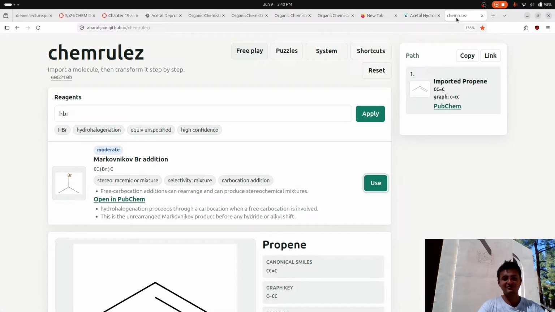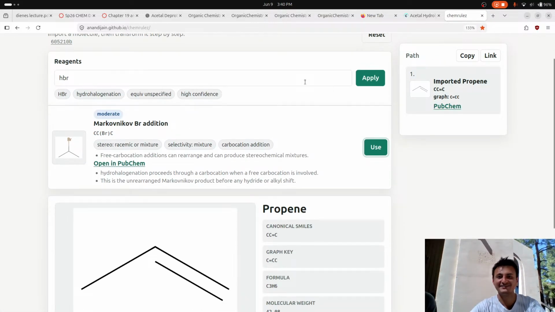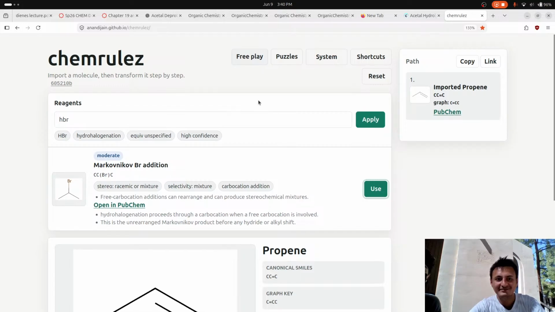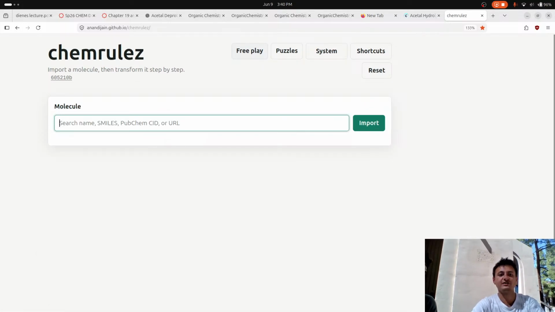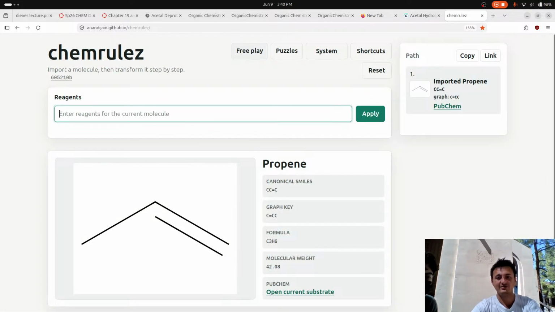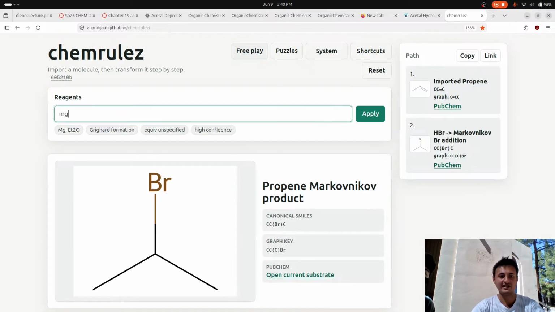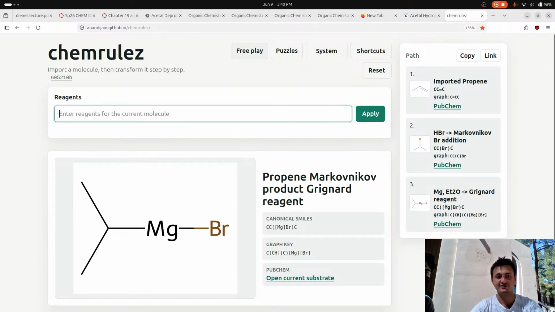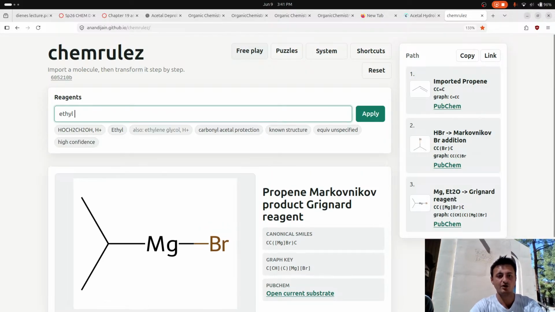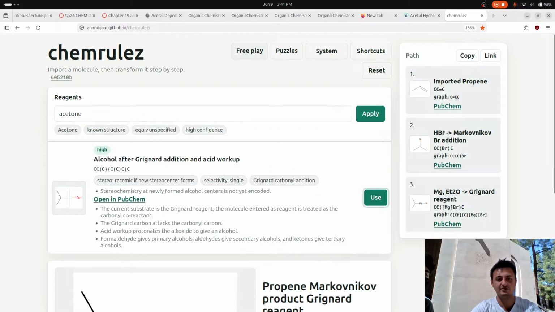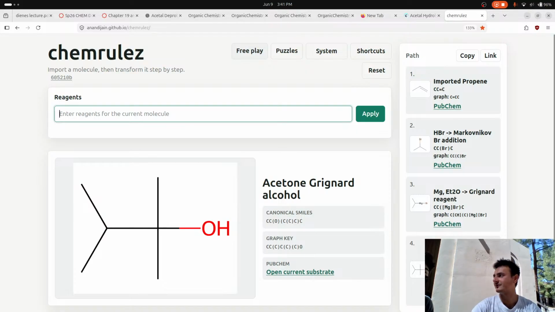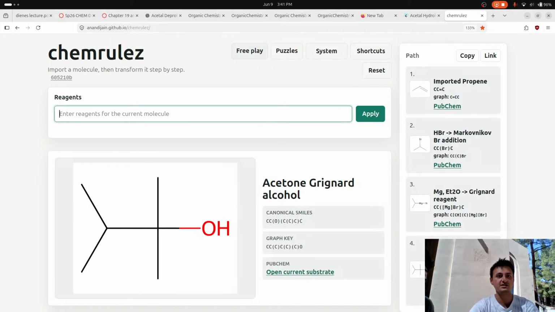By the way, did you try my app? I posted this. You know how to use it? No. Okay, so here, I type in propene, for example. And then I do HBr, Markovnikov HBr addition. Then I can type in MgBr, Grignard reagent. Then I can type in acetone. That's a good ketone. And then you can oxidize it. Let's see, what's a good oxidizer? Jones?